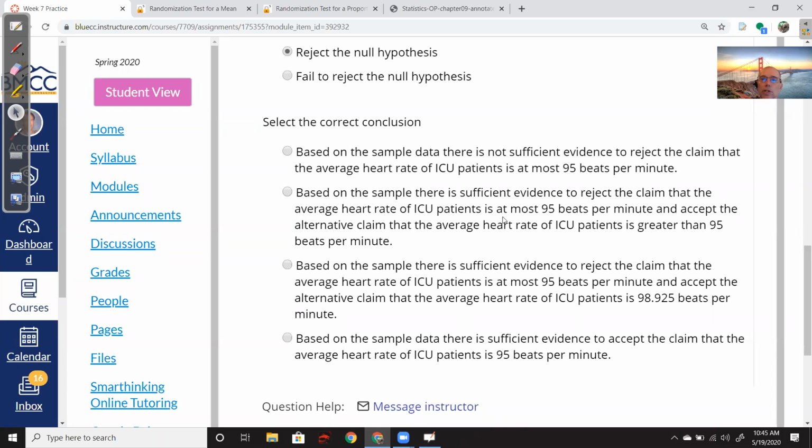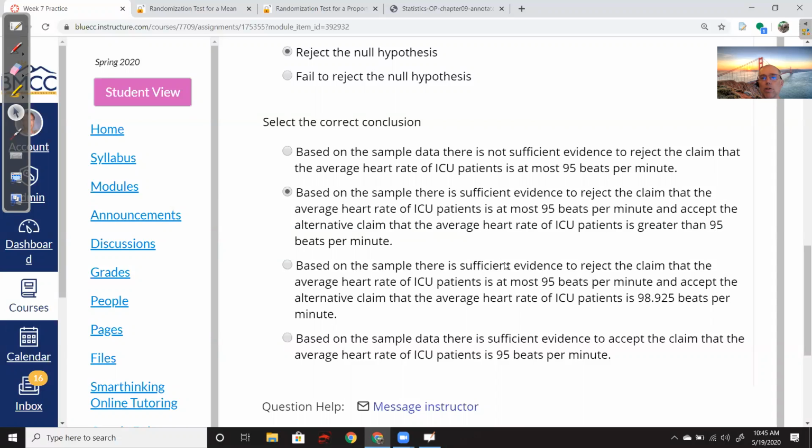Based on the sample, there is sufficient evidence to reject the claim that average heart rate of ICU patients is at most 95. Okay, so reject the null and accept the alternative claim that the average heart rate of ICU patients is greater than 95 beats per minute. That looks pretty close to what I wrote. I'm gonna check that for now, but I'm gonna still double check.